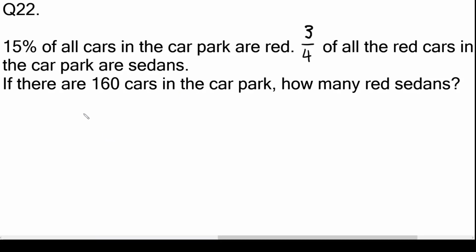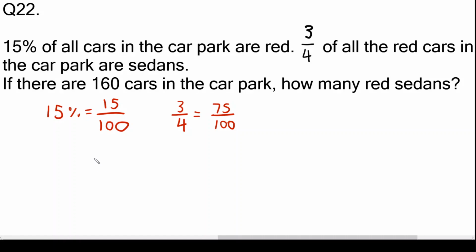Let's try this one. We've got 15% of all cars in the car park are red. So 15% is equal to 15 over 100. All right? And 3/4 of all red cars in the car park are sedans. So 3/4 is 3 out of 4, which is the same as 75 over 100. Okay. If there are 160 cars in the car park, how many are red sedans?